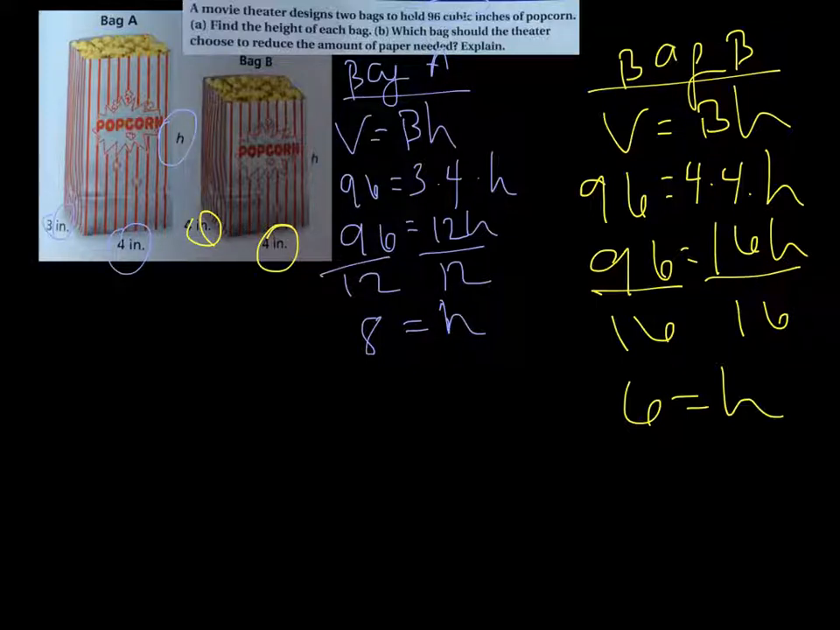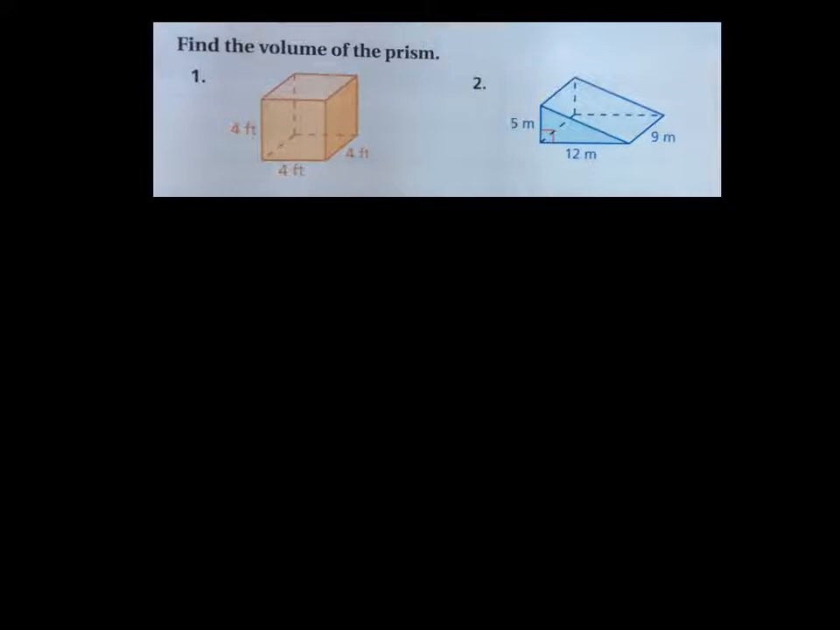So now you're just going to try a couple practice problems, and I just want you to find the volume of each prism here. So remember, area of the base of a rectangle is length times width, or for a square it's side squared, and then the area of a triangle is 1/2 base times height.